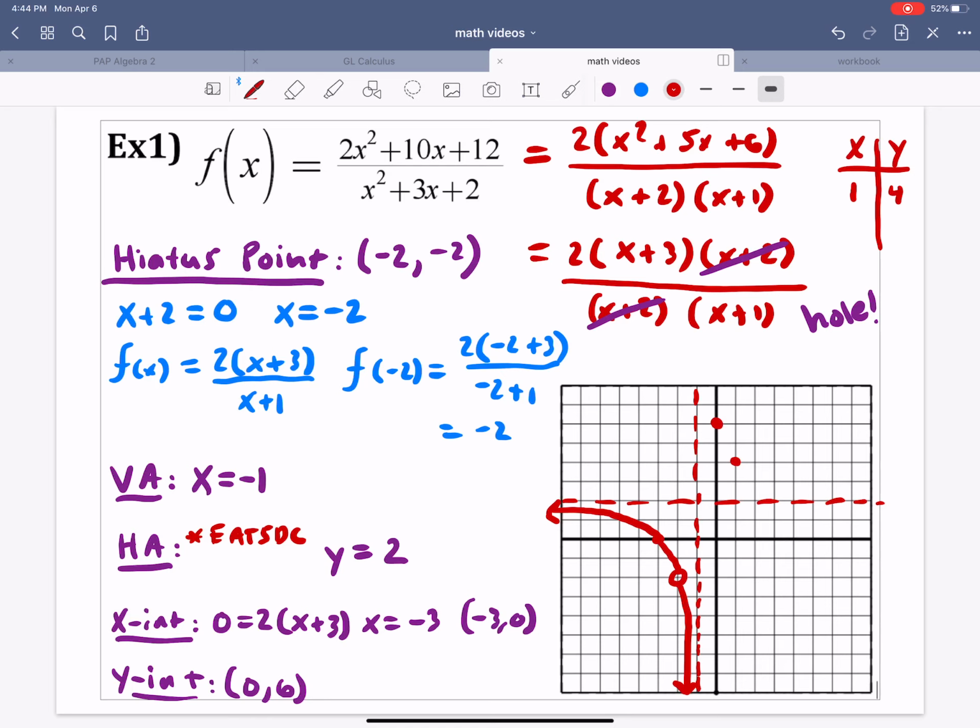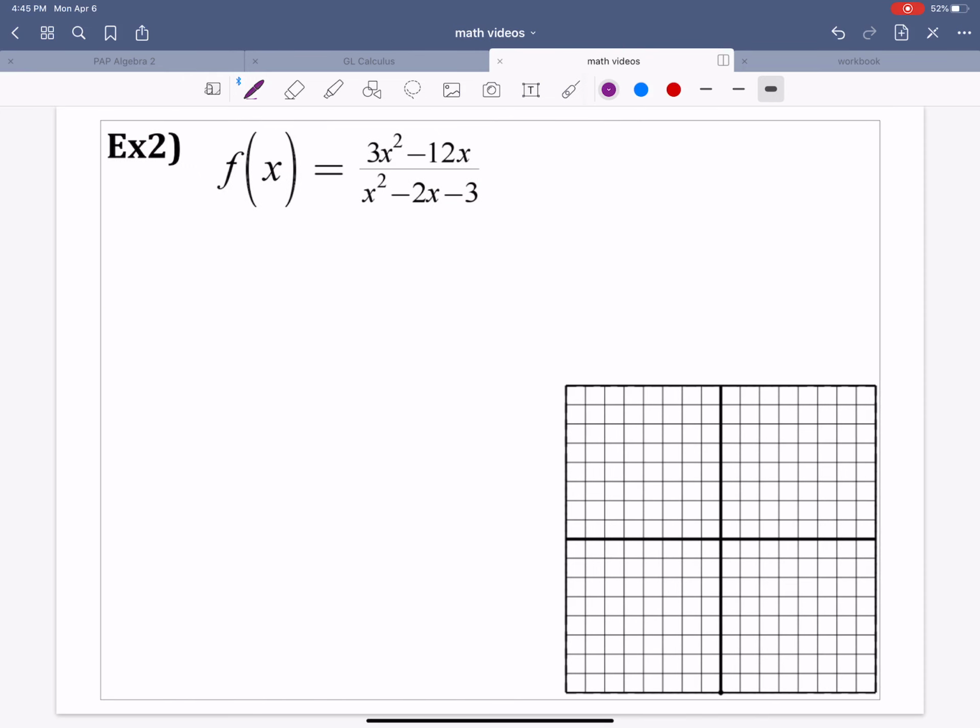You could pick another point if you want to, but I feel pretty good about that, especially because I know that the asymptotes draw the ends of this branch to itself. And that is a pretty good picture of this graph. Make sure that your graph specifically shows the hole. There's a hole in the graph. That hole is called a hiatus point. Go back and watch that again if you need some pointers on what you do when you have a hiatus point. Problem number 2.